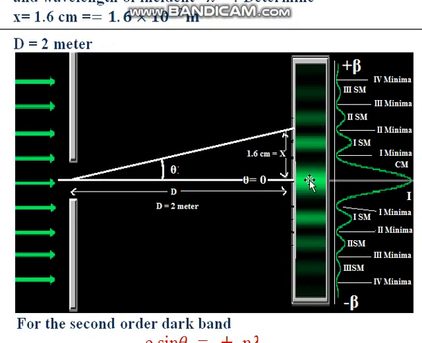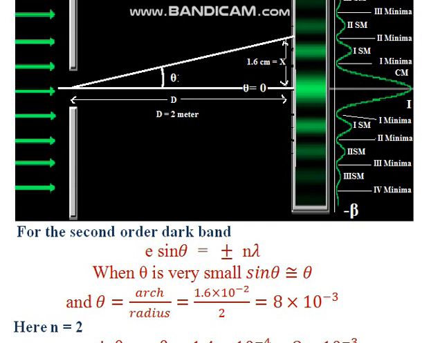So this is the central maximum, and the second minima is at 1.6 centimeter from the middle of the central maximum. I take 1.6 centimeter equal to x, and it is also given that the distance between slit and screen is 2 meter. Now let this second minimum be at angle theta. So let's write the equation for the second minimum. This is the equation for all minima.